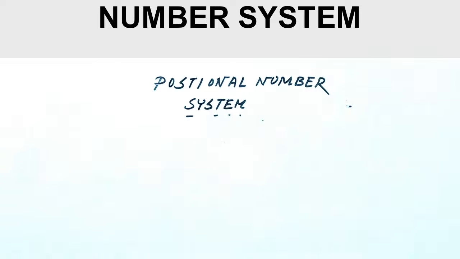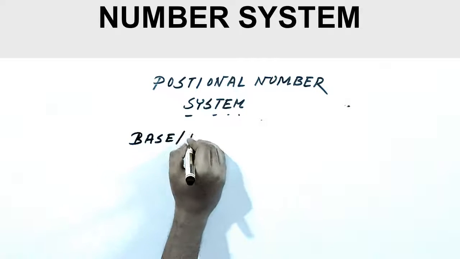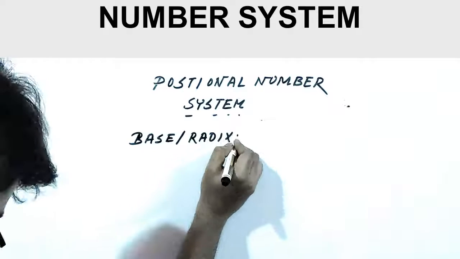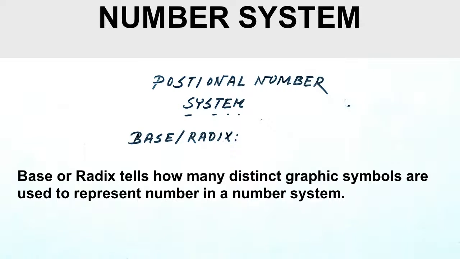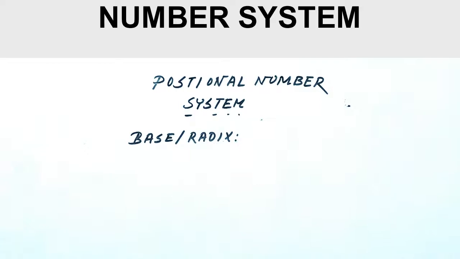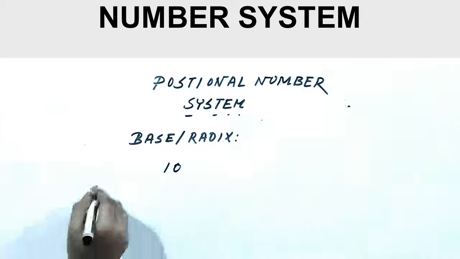So when we are calculating the weightage, the most important thing is the base or the radix. Base and radix tell how many different graphical symbols are used to represent numbers in the number system. So base or radix, what does it mean? It tells how many different graphical symbols are used to represent a number system. That is, in the decimal number system, how many graphical symbols or digits are used? 10. So what will the base be? 10.